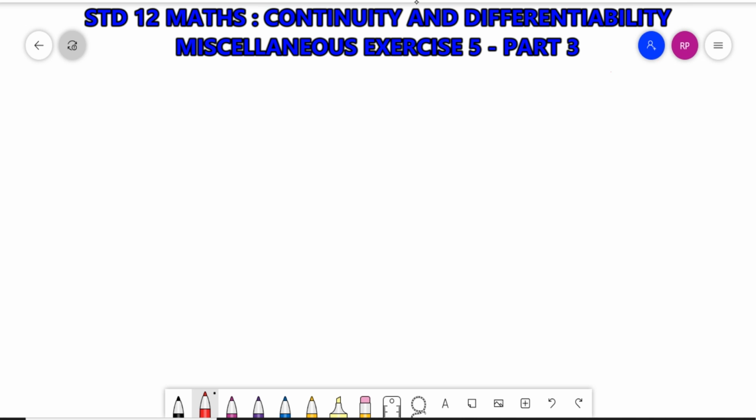Hello students, welcome back. I am Rinkesh sir and today we'll continue with the miscellaneous exercise 5 of chapter number 5, continuity and differentiability. We'll try to complete this exercise today. We have already completed most of the exercise. So now let's start with question number 19.